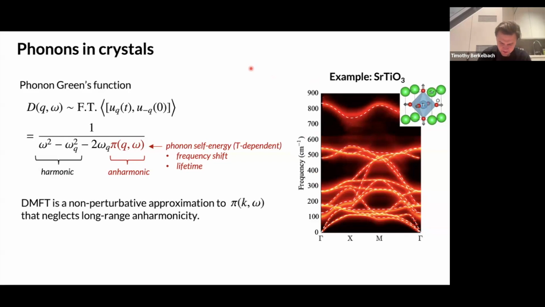And so just like for the electronic structure problem, the DMFT in this talk is going to be a non-perturbative approximation to the phonon self-energy. And it will be a local approximation. And so it's going to be neglecting all of the long-range anharmonicity by neglecting the momentum dependence of the phonon self-energy.